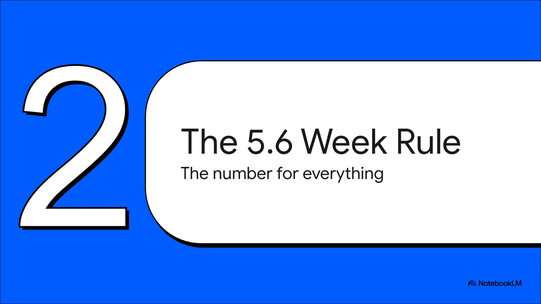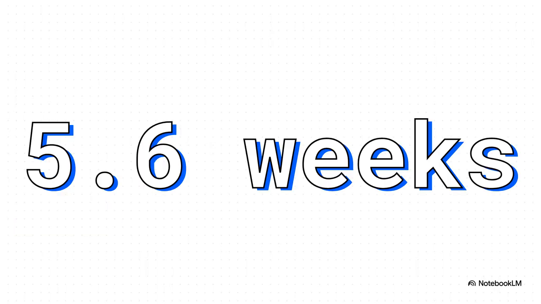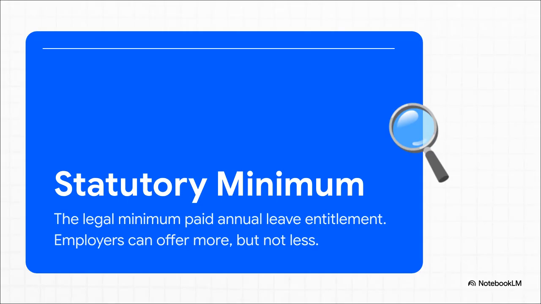Okay, let's get right to the foundation of all UK holiday pay. It really all boils down to one single super important number. And that number is 5.6 weeks. This is the magic number, the statutory minimum annual leave for pretty much every worker in the UK. So if you work a standard 5-day week, that works out to 28 days. You're going to want to remember this number, because every other calculation we do today is built on top of it.